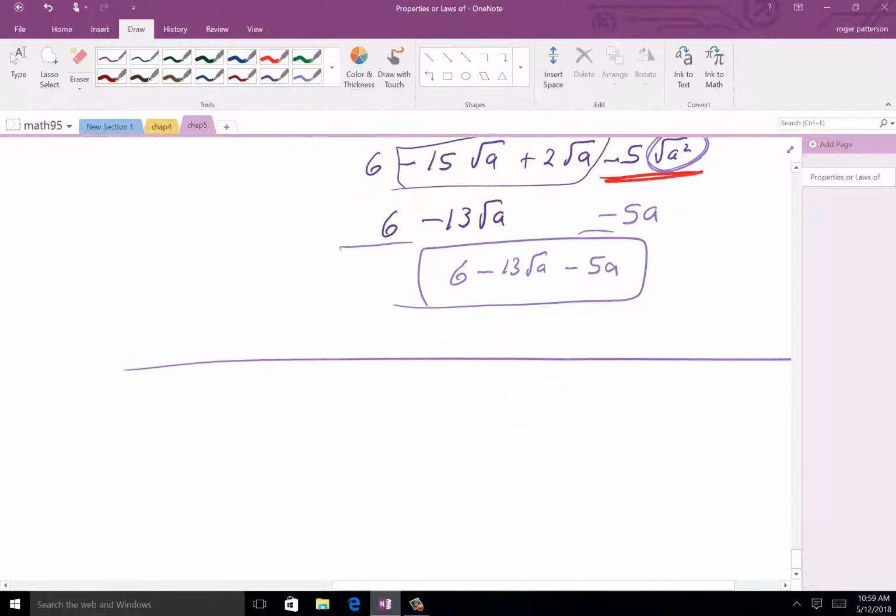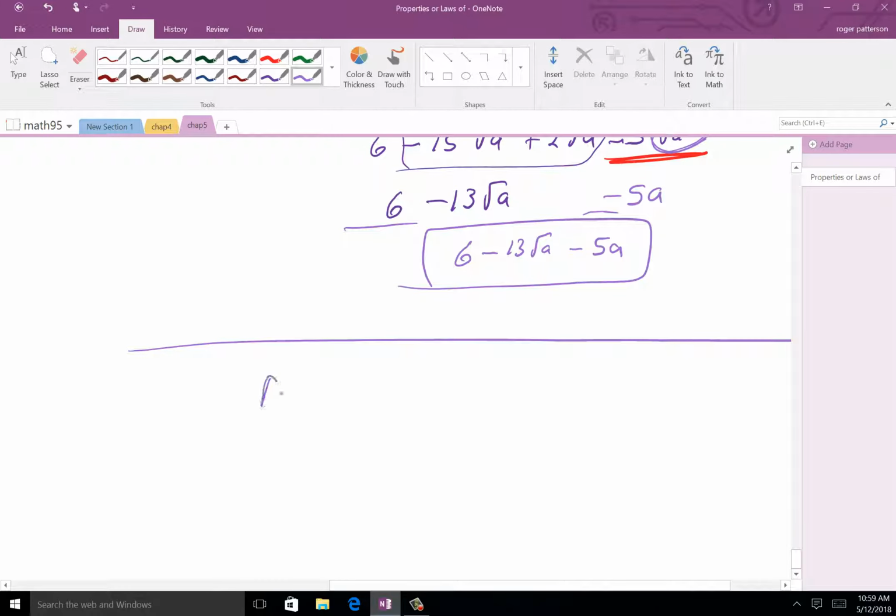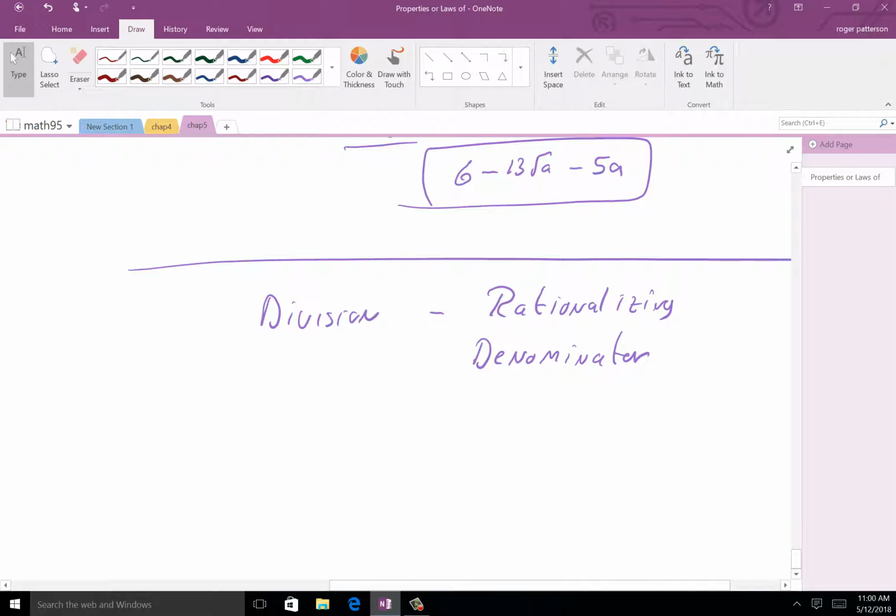One last thing here. The last operation is division. When we do division, we don't really call it that. We call it rationalizing the denominator. So what does that exactly mean?